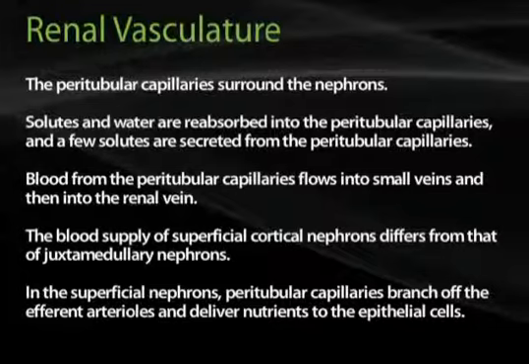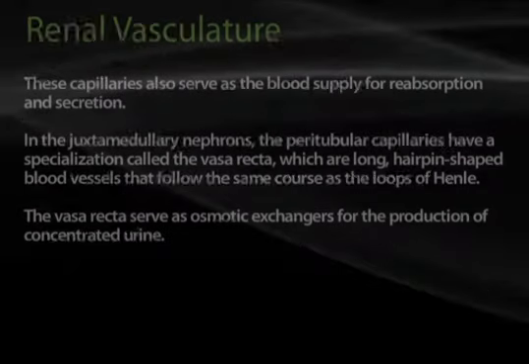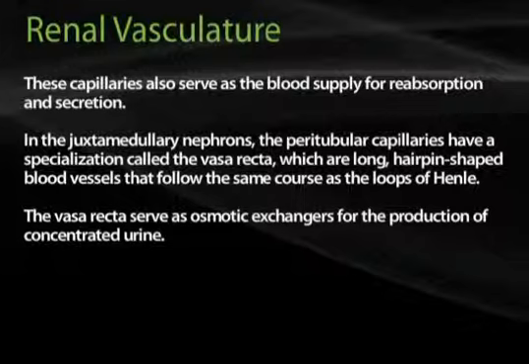The blood supply of the superficial cortical nephrons differs from that of the juxtamedullary nephrons. In the superficial nephrons, peritubular capillaries branch off the efferent arterioles and deliver nutrients to the epithelial cells. These capillaries also serve as the blood supply for reabsorption and secretion.